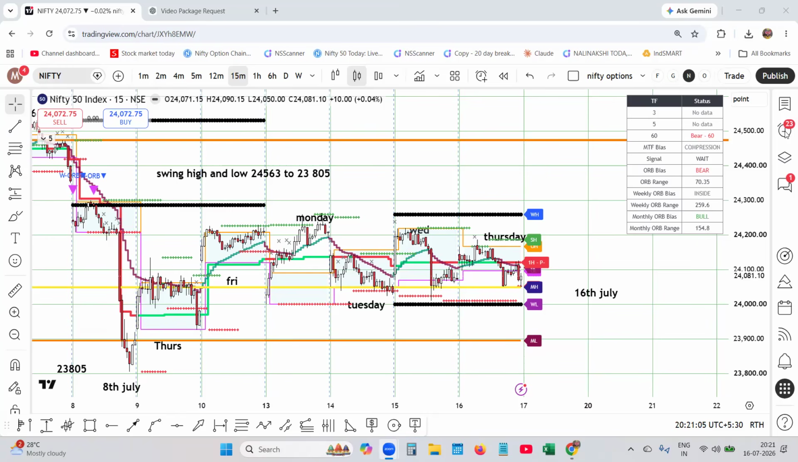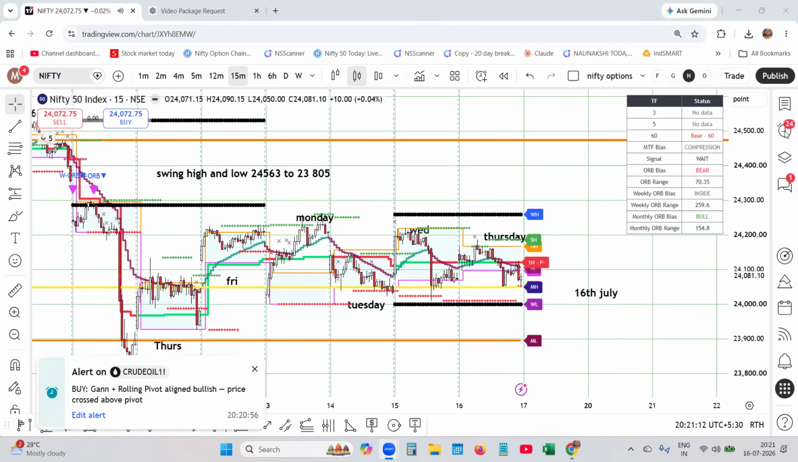Most of the traders, they look at a single time frame. Market does not move on a single time frame. Institutions operate on multiple time frames simultaneously. That is why this system is designed to align short-term, medium-term, and higher time frame market structure before giving a trading signal. So you are going to see that. Let us understand each component.